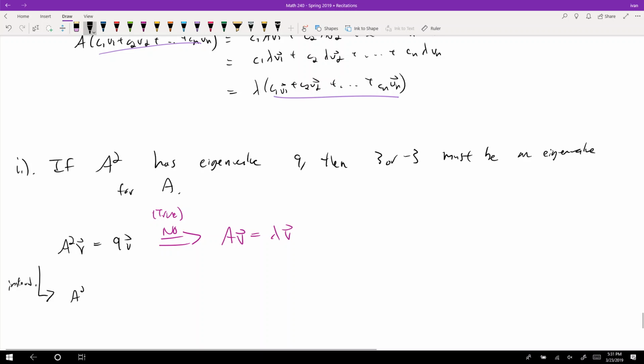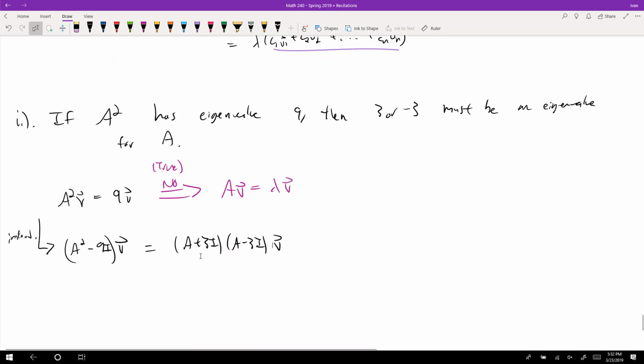You move everything over to the same side. So now you get (A squared minus 9I) times v. And you can factor this matrix: (A plus 3I)(A minus 3I) times v. The reason you can factor this matrix is because 3I is a diagonal matrix, so it commutes.